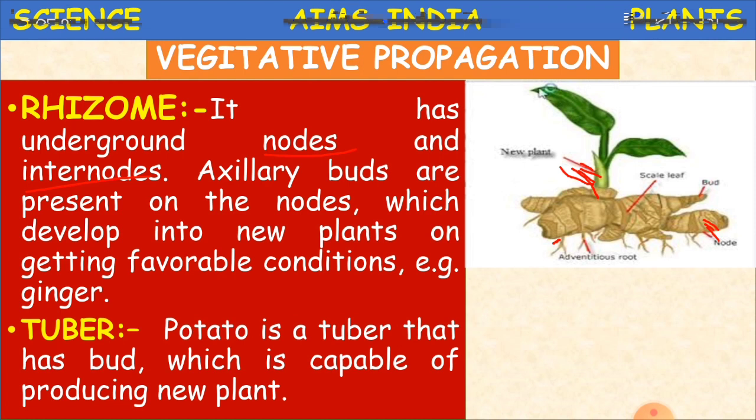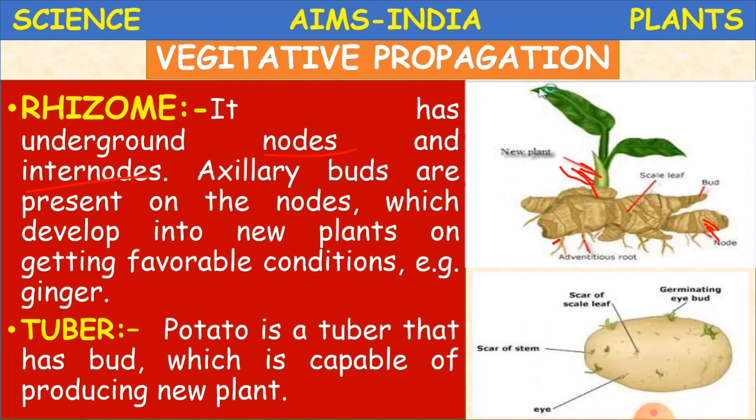Okay, children. Now we'll see about the tuber. And what is a tuber? Potato. Potato is a tuber that has a bud which is capable of producing a new plant. So see here the picture of a potato. It is a tuber that has a bud, capable of producing a new plant. See here, children, can you see the buds here which have grown on the potato?